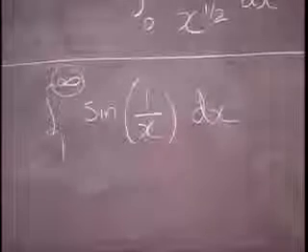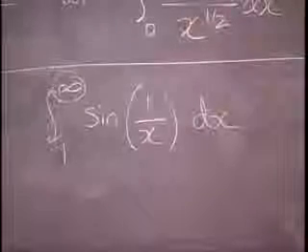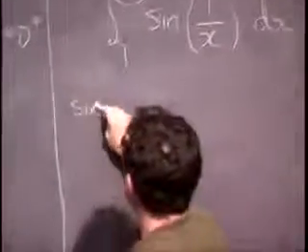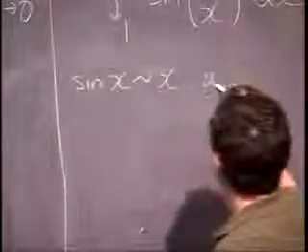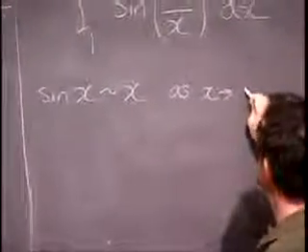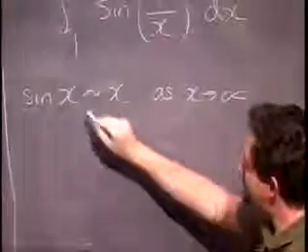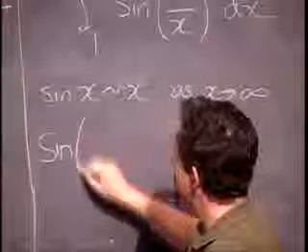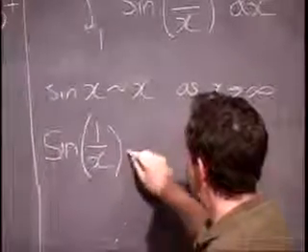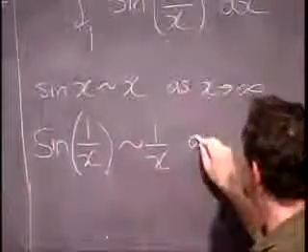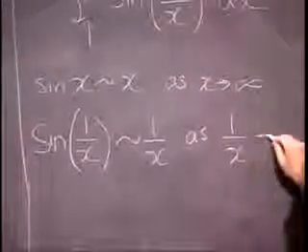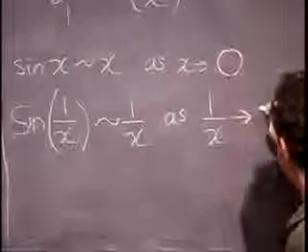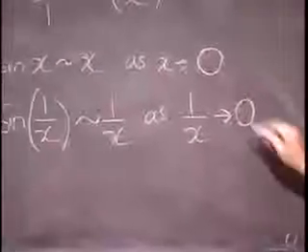So actually, the real critical thing is what happens to sine of a small number. Watch this. Sine x behaves like x as x goes to infinity. But you can replace x by something else as long as you replace it everywhere. Sine 1 over x behaves like 1 over x as 1 over x goes to infinity. I'm sorry, this is as x goes to 0. I'm ahead of myself. As 1 over x goes to 0. Thank you. Let's start again.